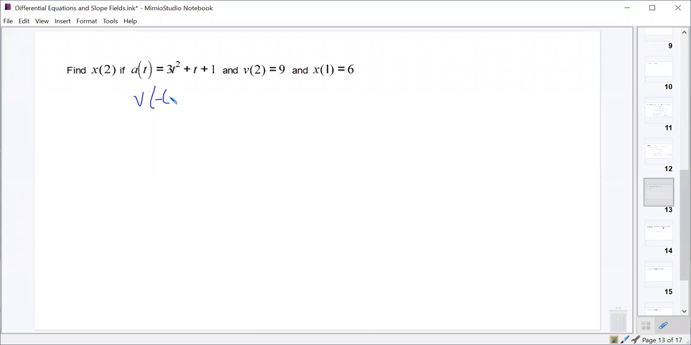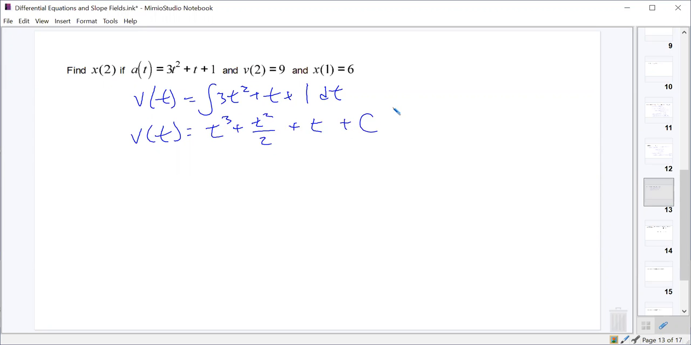So our V of t should be the integral of 3t squared plus t plus 1 dt, which gives us V of t is what? t cubed, t squared over 2, and plus t. And our constant. We'll plug in 2 and get 9.